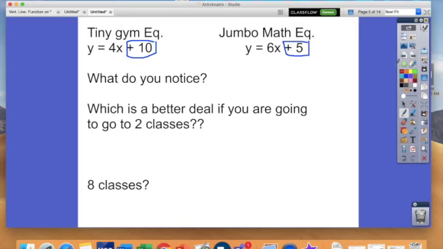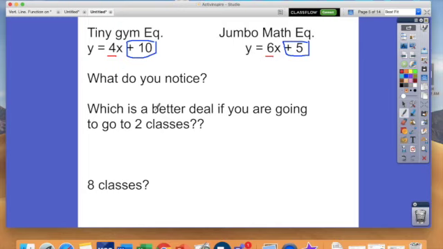But then what do you notice about our slopes? What do you notice about the 4 and the 6? And what does that mean in the problem? Well, that means that for the one on the left, it's $4 a class, and for the one on the right, $6 a class. And this is really the reason why we would ever do this, because I want to know which is the better deal if I'm going to go to a certain amount of classes.